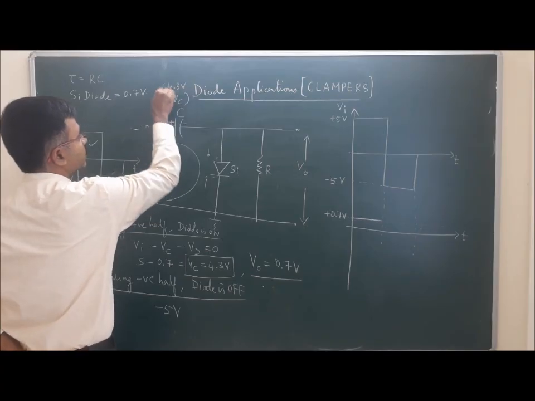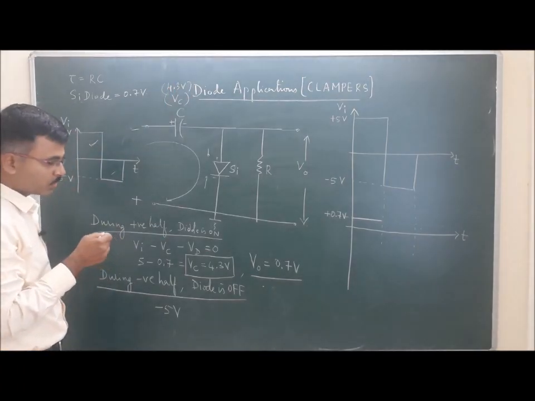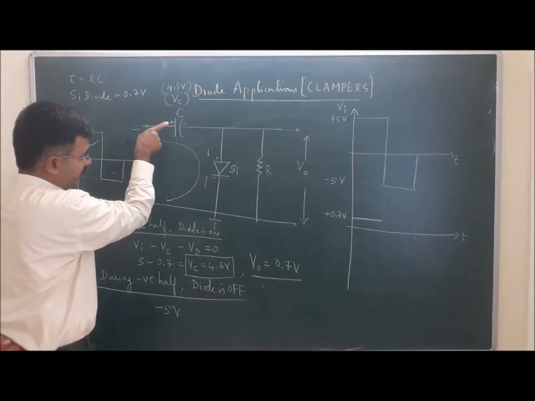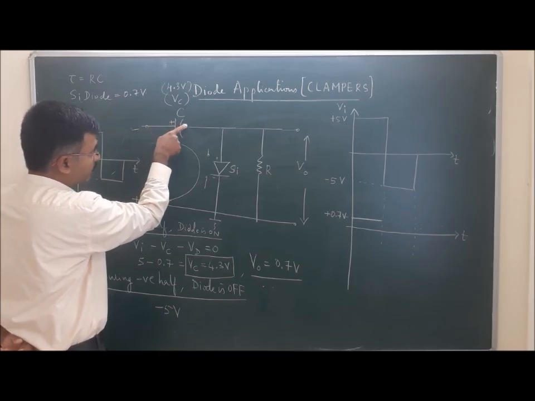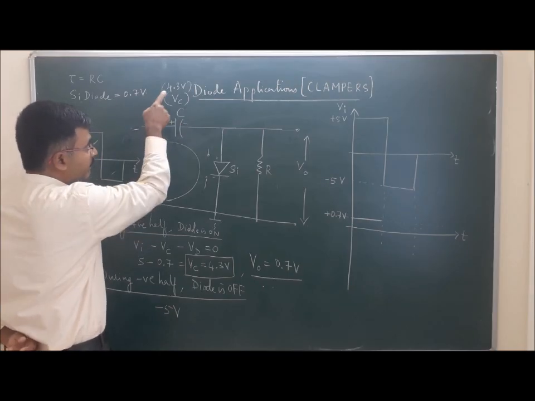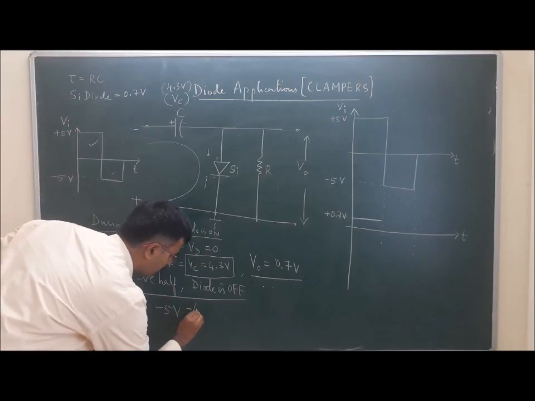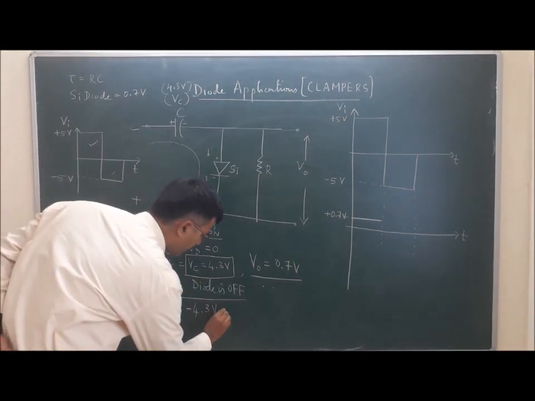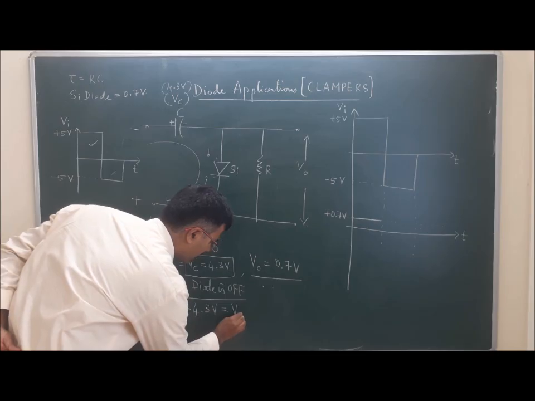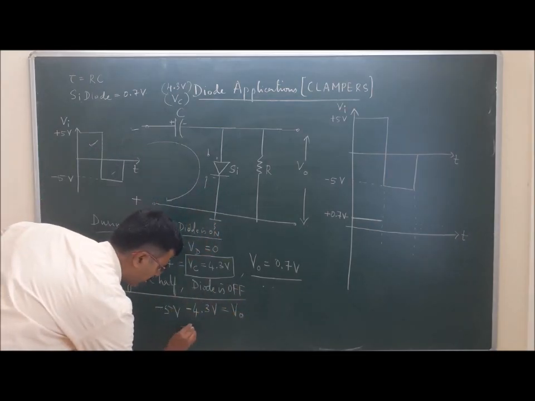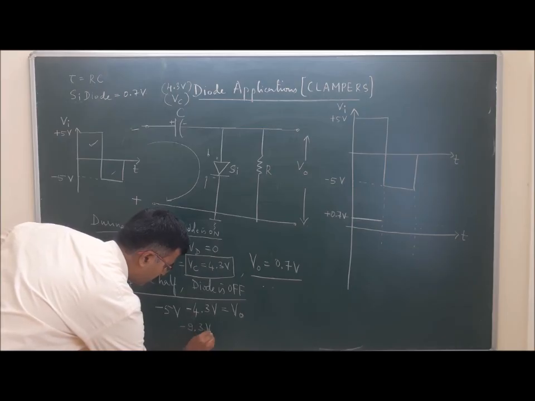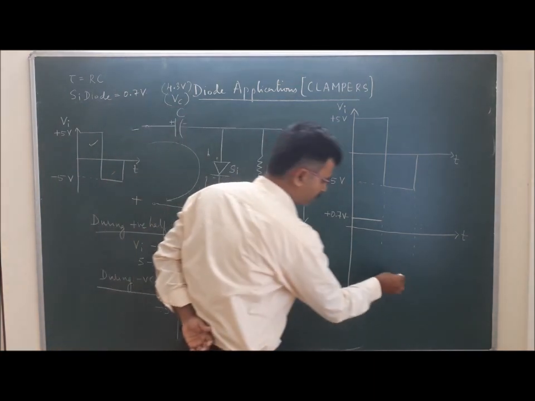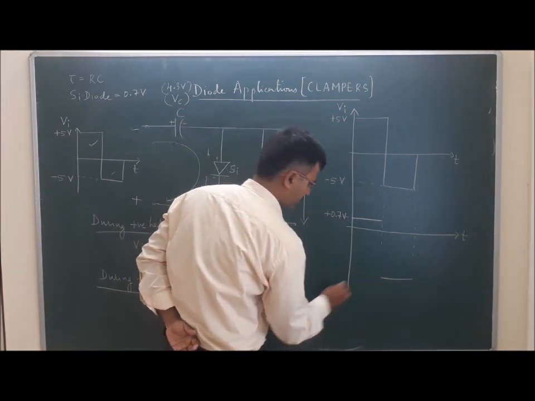4.3 volts. The capacitor was charged to 4.3 volts, but should I consider it as plus 4.3 or minus 4.3? That is very important. See here, plus to minus, that means it is minus 4.3 volts. Minus 5 volts minus 4.3 volts will be appearing across the output, that is minus 9.3 volts. This is the voltage that appears across the output side. So let me just mark it.